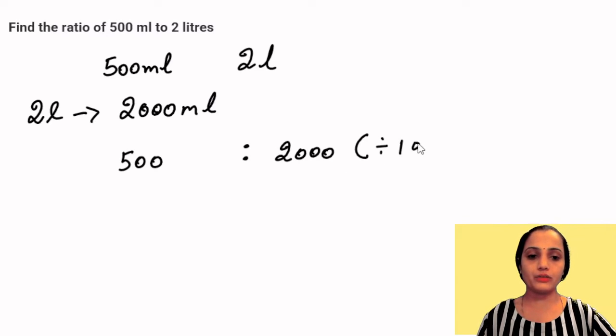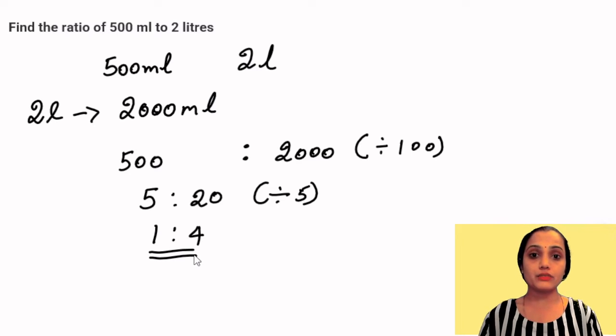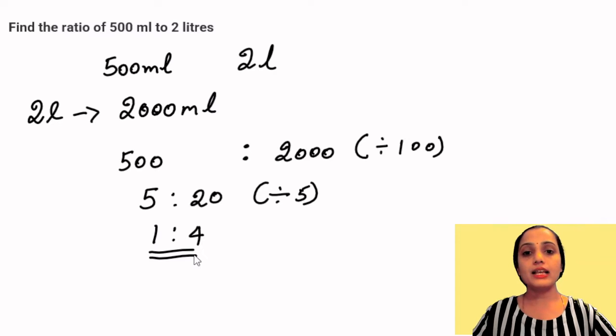Let's first divide by 100. We can clearly see that 100 is a common factor. So we can write this as 5:20. We can still see that 5 is a common factor. So we can again divide this by 5 and get 1:4. So 1:4 is the simplest form of the ratio, and ratios are always expressed in their simplest form.